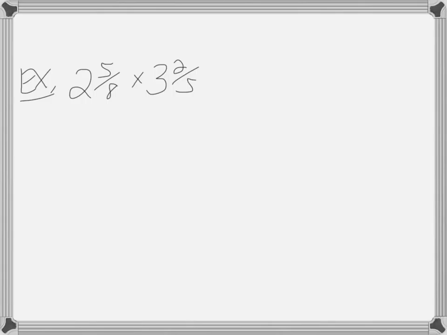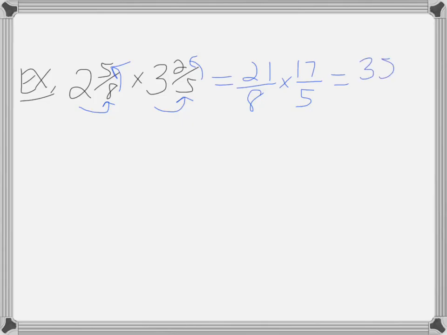This problem has two mixed numbers, so we need to change both of them to an improper fraction. We multiply and add. 2 times 8 is 16, plus 5 more is 21 over 8. 3 times 5 is 15, plus 2 more is 17 over 5. Now looking diagonally, 21 and 5, there's nothing both of those numbers divide by. The other direction, 8 and 17, they have nothing in common to divide by. So we'll just go ahead and multiply tops and bottoms. 21 times 17 is 357. 8 times 5 is 40.